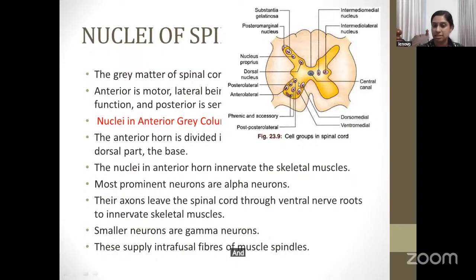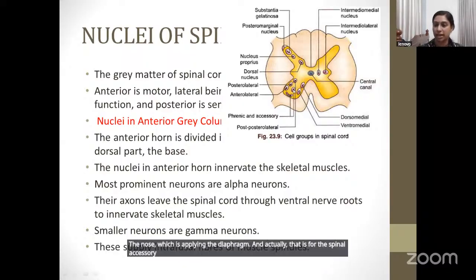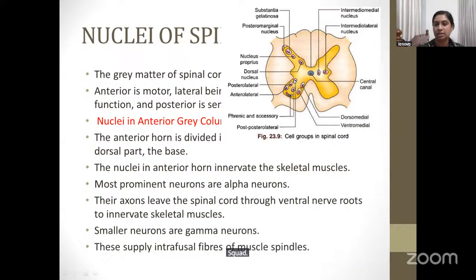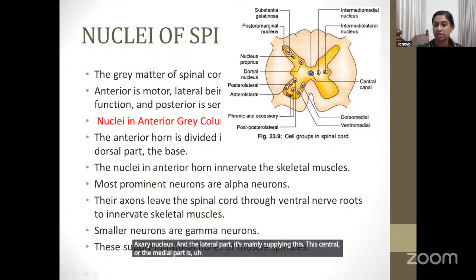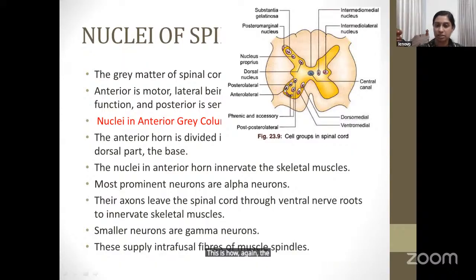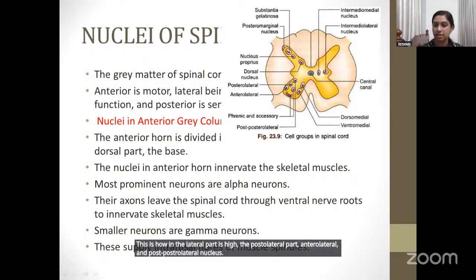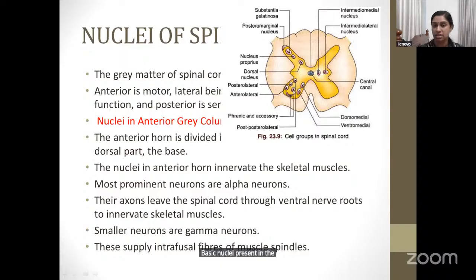And centrally, that is in the central part of the anterior horn, we basically have two nuclei: the phrenic nucleus, for the nerves supplying the diaphragm, and the spinal accessory nucleus. The spinal component of the accessory nucleus is situated in the central part of the anterior horn. The central or medial part nuclei are mainly supplying the trunk and the neck, etc. And the lateral part is supplying the limbs. The lateral part has the posterolateral, anterolateral and postero-posterolateral nuclei. So these are the basic nuclei present in the anterior horn of the spinal cord.